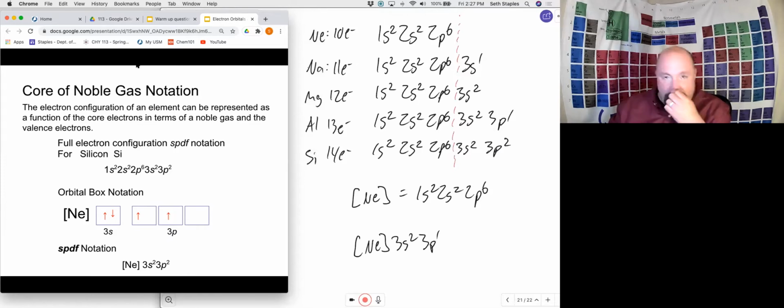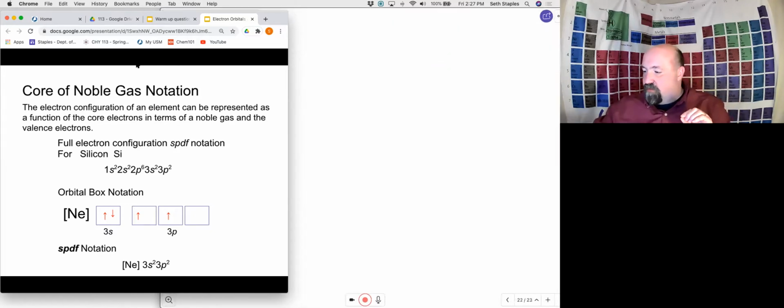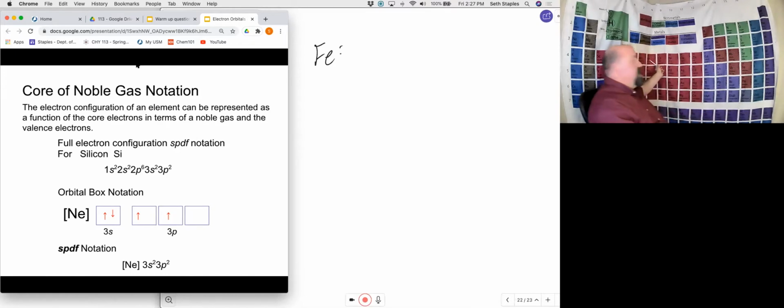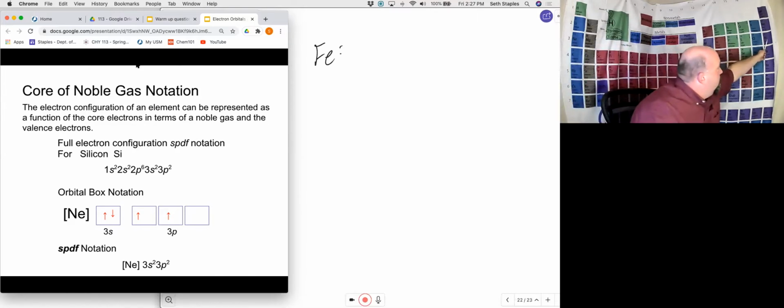And so the way that we would do a noble gas notation is we look to see where an element is in the periodic table. And then what we can do is go to the noble gas that comes before that element. So for instance, iron. Iron's right here in the periodic table. If we go back and look at the noble gas that comes before iron, it's argon.